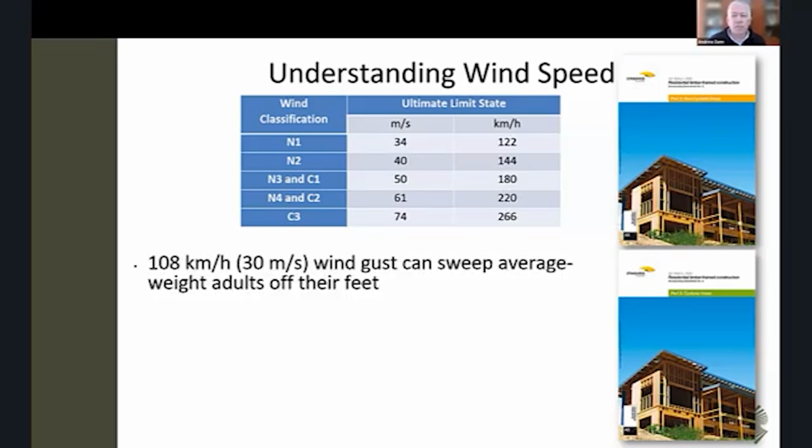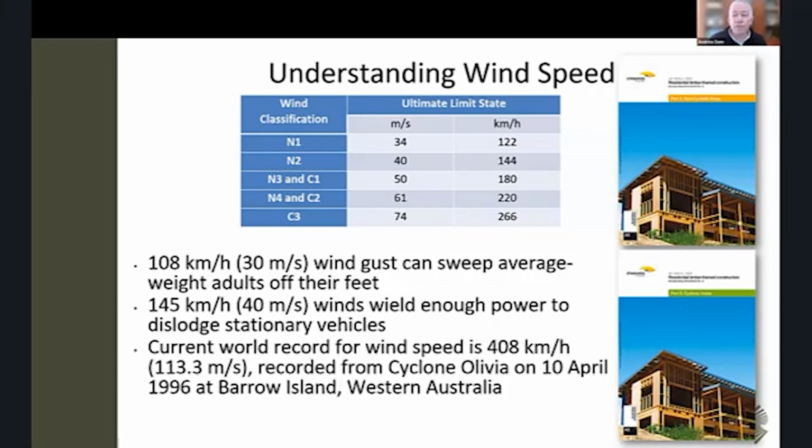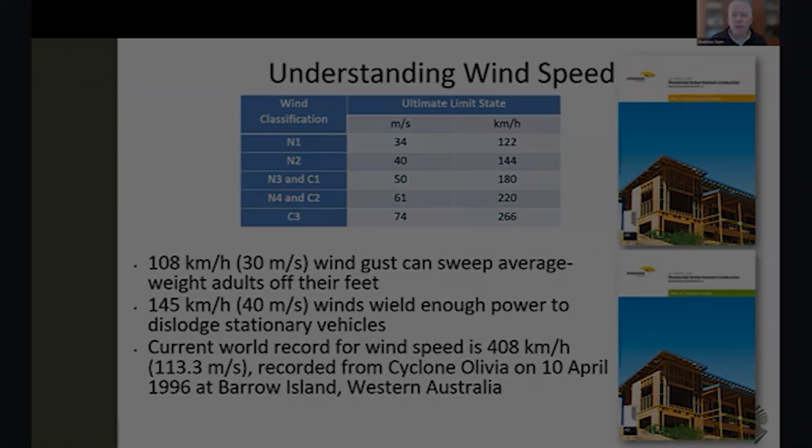But just to understand what wind feels like: a lot of people don't understand that when they think it's a windy day, in reality it's very low for a house. For example, most adults will be swept off their feet at 33 meters per second, 108 kilometers an hour. Cars can start moving around at 40 meters per second, which is a traditional N2 design speed. And the current world record, which Australia holds, is 408 kilometers per hour, 113 meters per second, recorded in a cyclone off the Western Australian coast. So wind is interesting in that what we feel and recognise can be a little different to what the house can withstand.